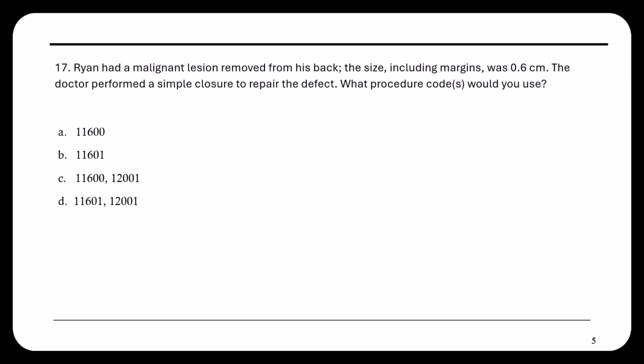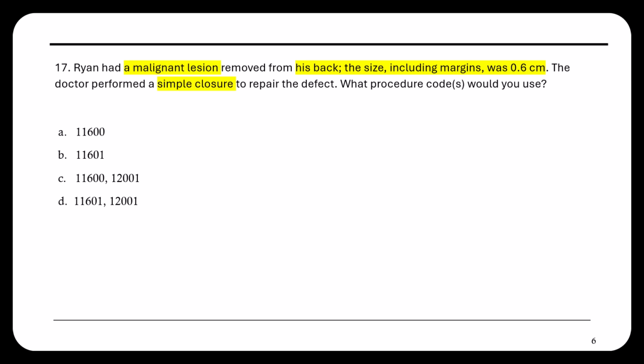The 11600 codes are for malignant lesions, and we have 11600 and 601. Now, if I go to that section and read once again the guidelines in the beginning of the section, I'll find that if the closure was simple, it's included within the code. You do not code for the closure. But if the closure was maybe intermediate or complex, you would code for the closure. And that's what the 12000 codes are. They're the closure.